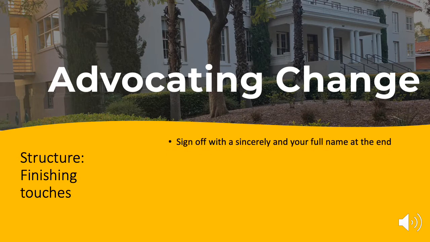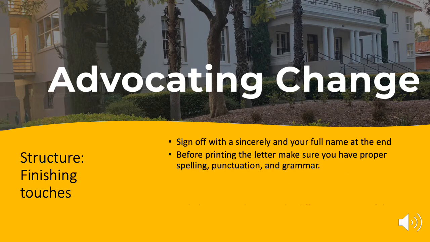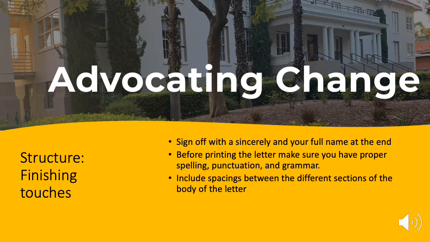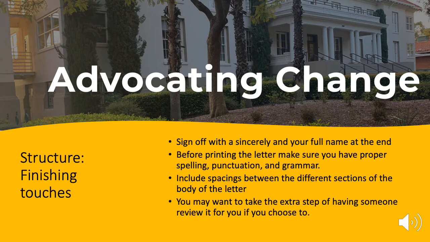Lastly, sign off with the "sincerely" and your full name at the end. You have the option of leaving a space big enough between the "sincerely" and your name so that you may sign your name after you have printed the letter. Make sure to include spacings between the three different sections of the body of the letter, as it gives it a cleaner look. Before printing the letter, make sure you have proper spelling, punctuation, and grammar. You may want to take the extra step of having someone review it for you if you choose to.